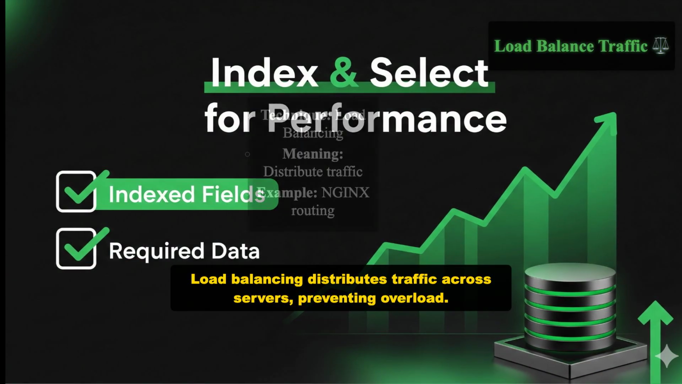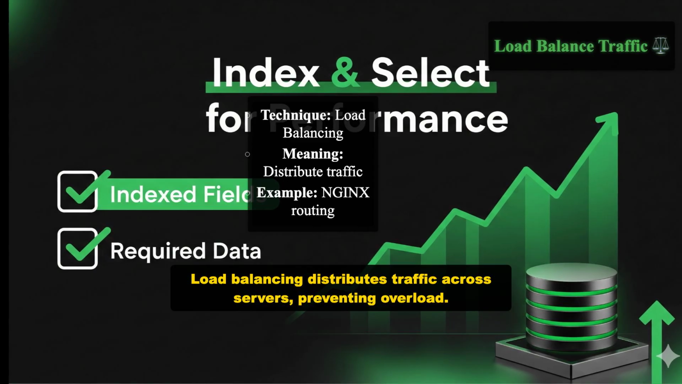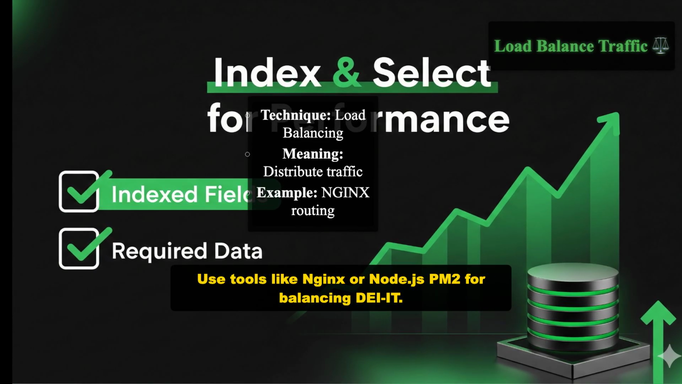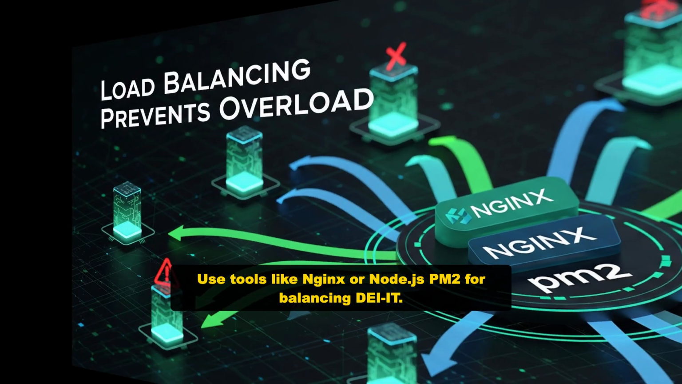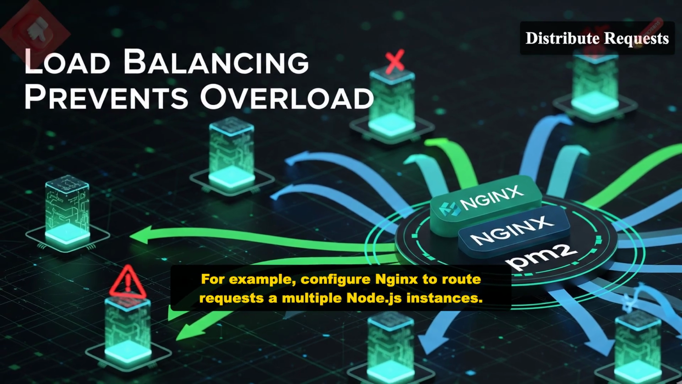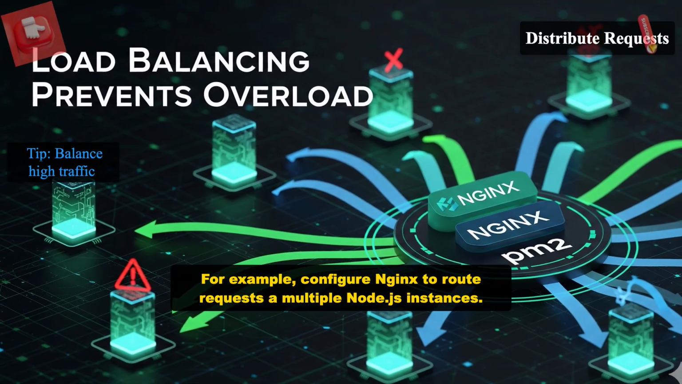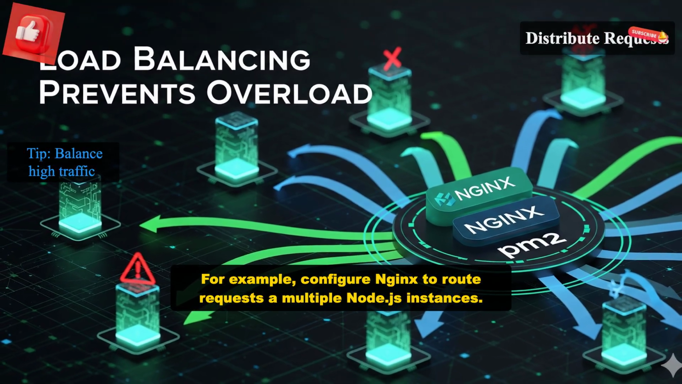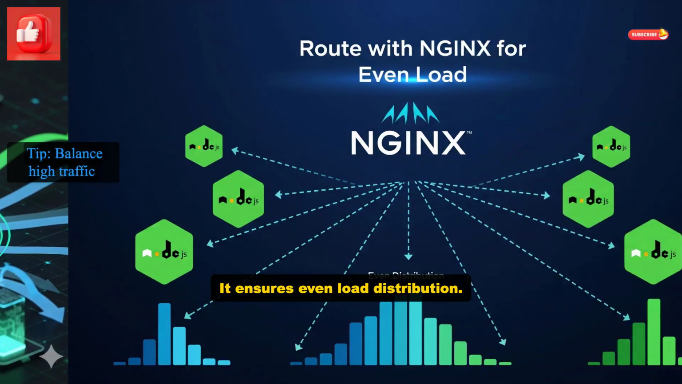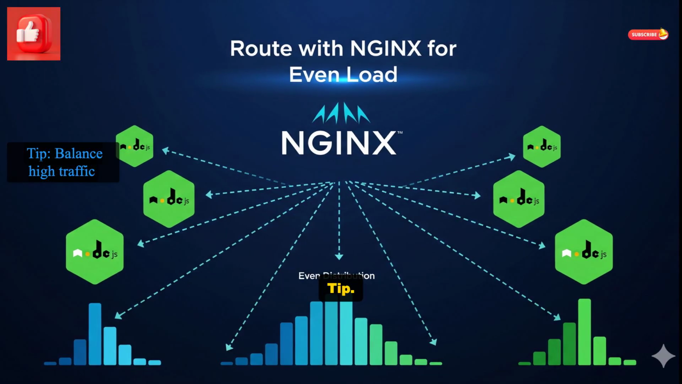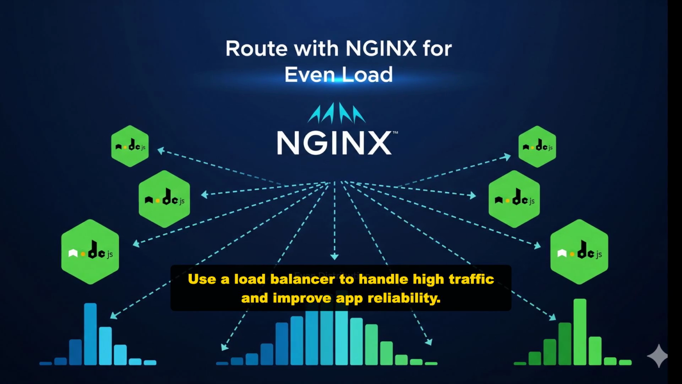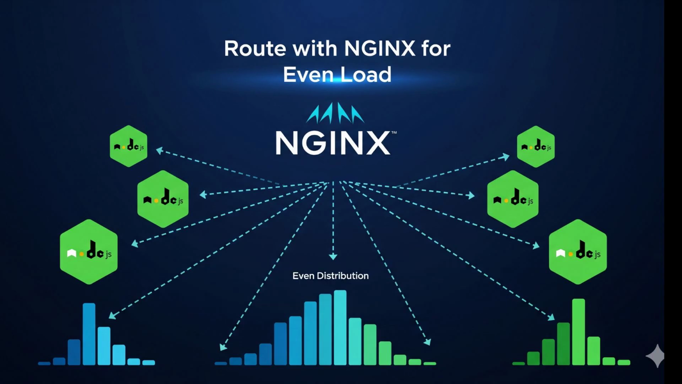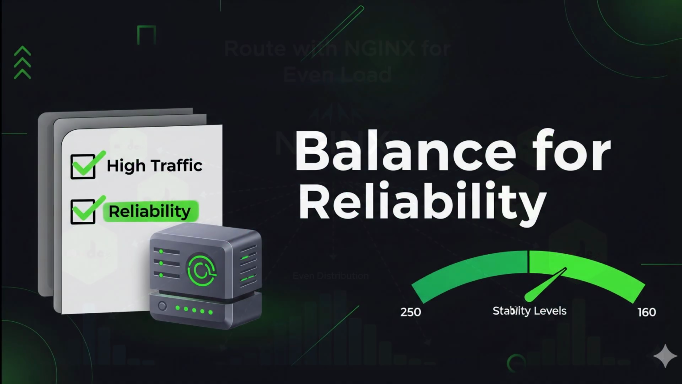Load balancing distributes traffic across servers, preventing overload. Use tools like Nginx or Node.js PM2 for balancing load. For example, configure Nginx to route requests to multiple Node.js instances. It ensures even load distribution. Tip: use a load balancer to handle high traffic and improve app reliability.